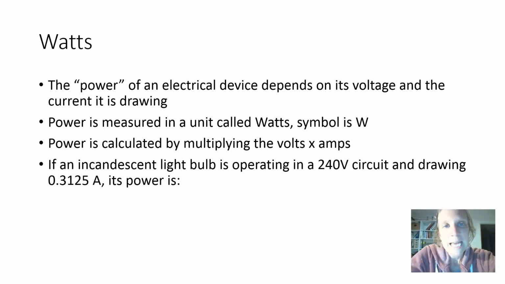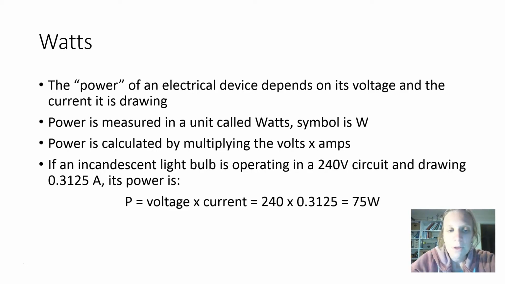So, if an incandescent light bulb is operating in a 240 volt circuit and it's drawing 0.3125 amps of current, its power would be those two numbers multiplied together, which comes out to be about 75 watts. Now, you might wonder, how in the world would I know that a light bulb was drawing 0.3125 amps of current? And the answer is that you'd have to connect it to an ammeter and find out.